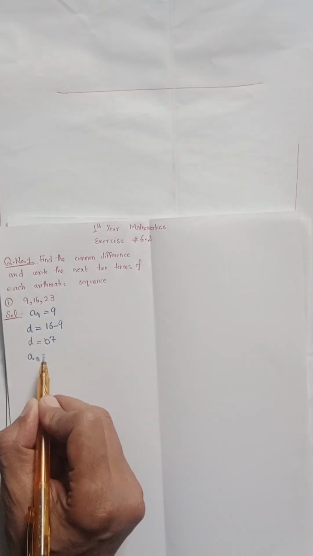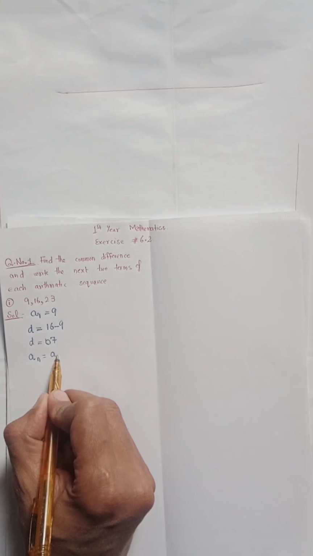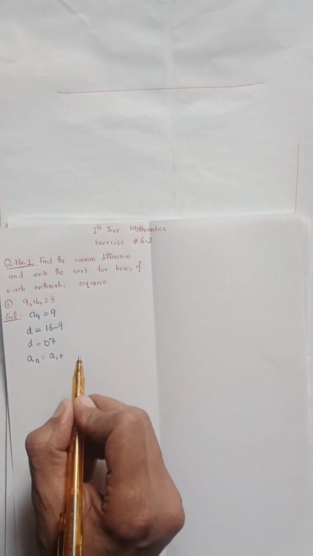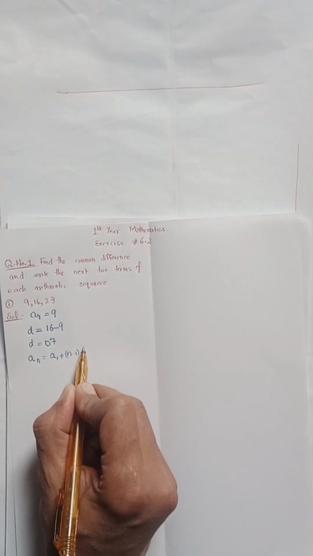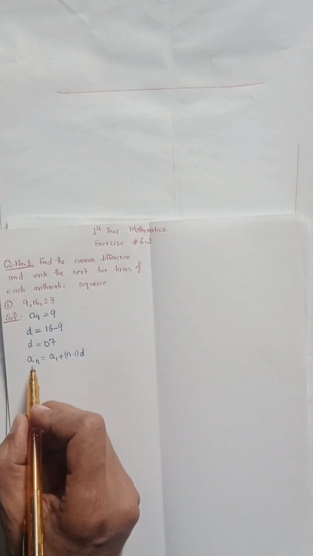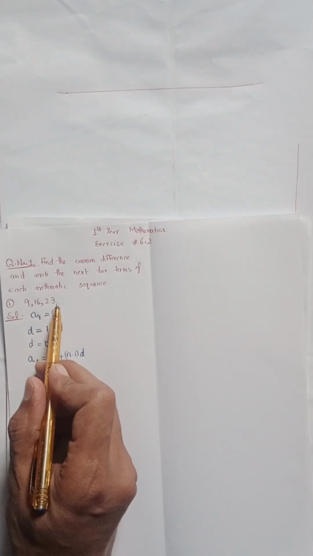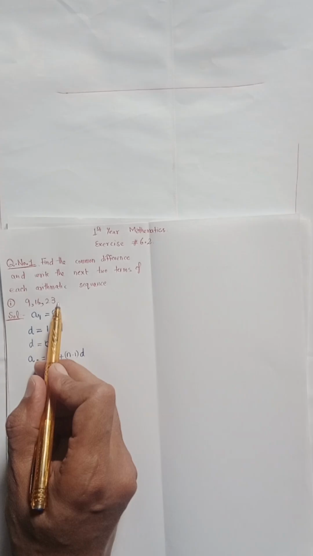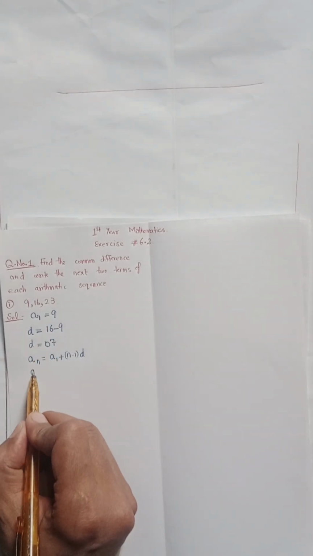By applying the formula of finding the nth term, we can write a1 plus n minus 1 into d, and we have three terms already, a1, a2, a3, and we have to find the next two terms, that means a4 and a5.